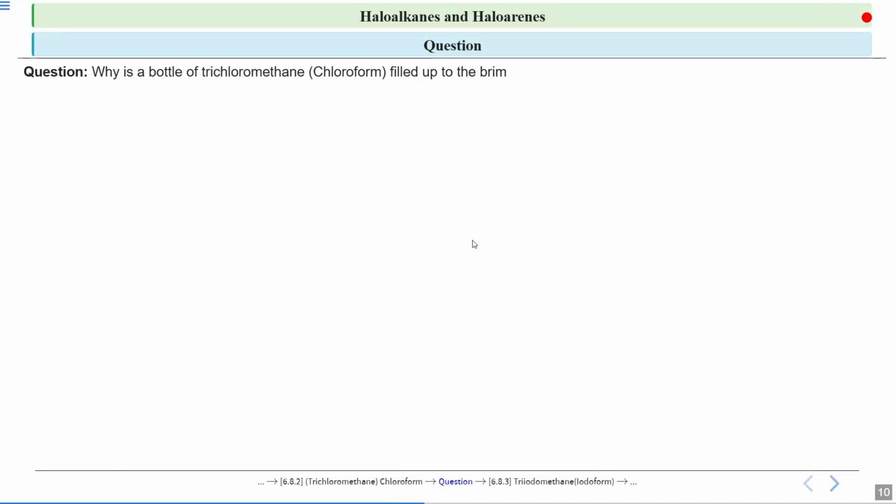Okay, let's do the question. Question is, why is a bottle of trichloromethane or chloroform filled up to the brim? So we have just discussed this, right? The question is asking you to explain why the bottle in which you have stored the chloroform should be filled up to the brim, completely. Why is it so? You have been given some time. Try to solve this question, and then we will see the correct answer.